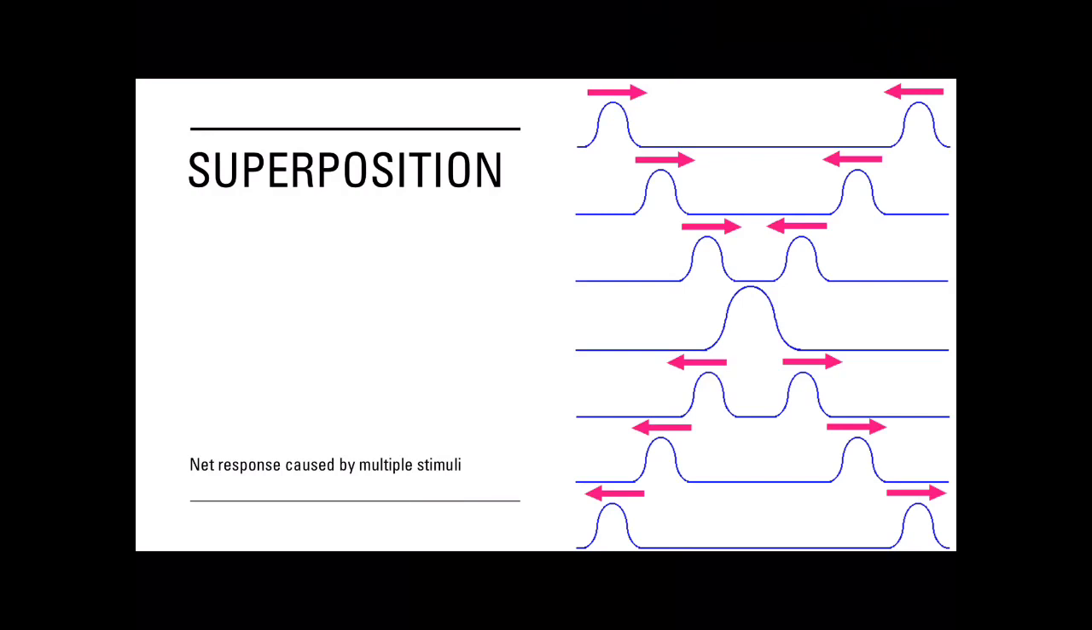Superposition is the net response caused by multiple stimuli. In terms of waves, multiple waves may be propagating through the same medium. If they're travelling in opposite directions towards each other, they'll pass through each other undisturbed, but the net displacement of the medium will be the sum of each wave's displacement.